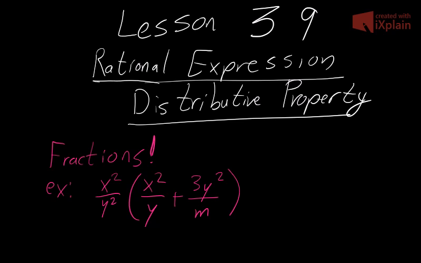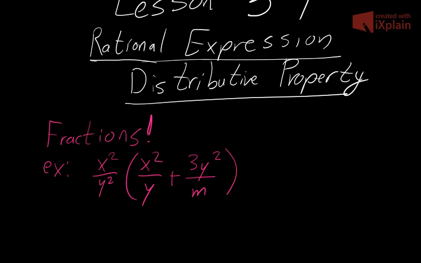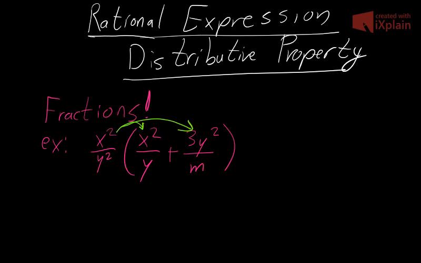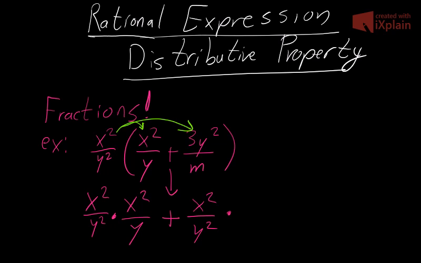And when I distribute this in, just like every other time we distribute, I first multiply it to that first term and then multiply it to the second. So my first term: I have x squared over y squared out front, multiplied by my first term, which is x squared over y. I keep my plus sign right there, and then I have x squared over y squared times my second term, which is 3y squared over m.